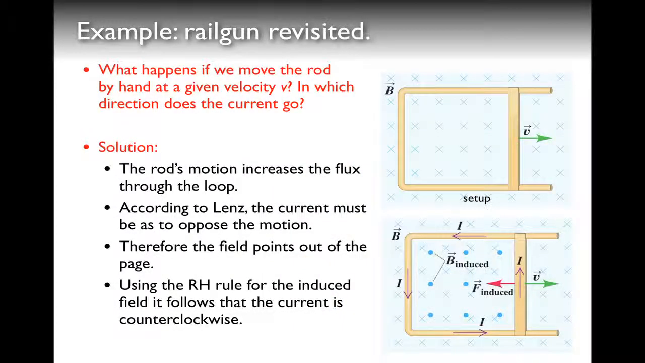First, I would like to revisit the railgun. So what happens when we move the rod by hand at a given velocity v? In which direction does the current go? Well, remember, the magnetic field points into the plane and is constant. However, when we pull this rod towards the right, we are increasing the area of the loop. This means that we're increasing the magnetic flux. So the induced field has to point in the opposite direction of the field that is causing it. In other words, instead of pointing into the slide, it has to point towards you. And if you now use the right-hand rule for the induced field, you will see that the current flows counterclockwise.